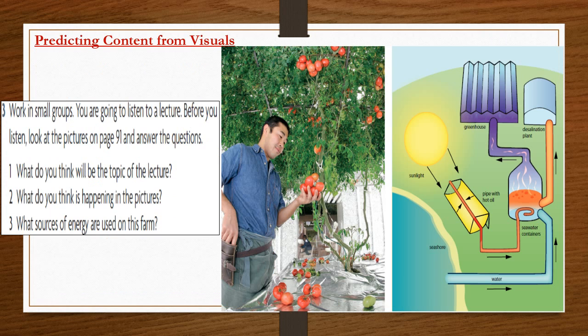On the left hand side, you can see tomato trees grown by using this technique. What do you think is happening in the pictures? Yeah, it's using the sunlight energy, by using sun and solar panels, to generate energy and use it in agriculture. What sorts of energy are used in this farm? The sunlight, the clean green one.